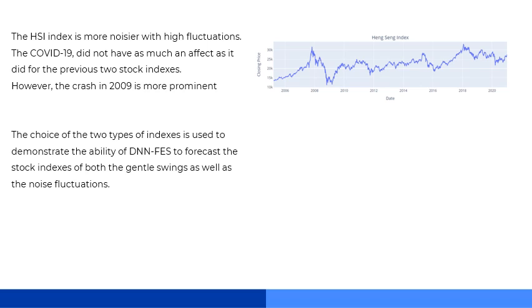It contains much noisier fluctuations. Interestingly, the noise of the data masks any significant impact that happened due to COVID. The choice of the two types of stock is primarily done to demonstrate the effectiveness of the DNN-FES model to predict both types of the stock's fluctuations.